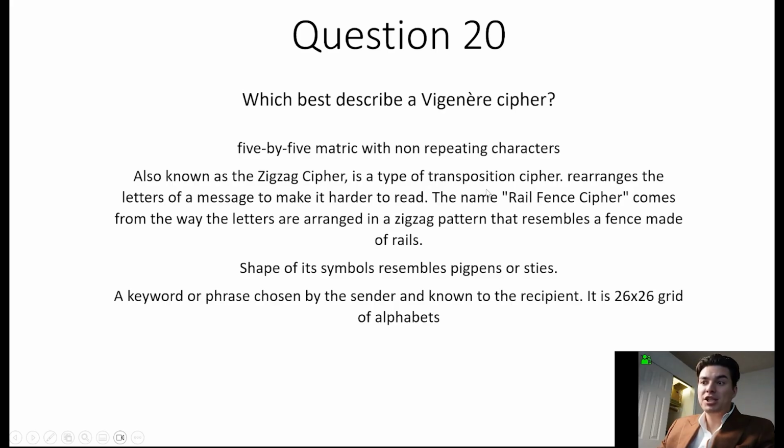It is a type of transposition cipher that rearranges the letters of a message to make it harder to read. The name rail fence cipher comes from the way the letters are arranged in a zigzag pattern that resembles a fence made of rails. And then the last option, the shape of its symbols resembles pigpens or sties, kind of gives you the answer within that definition of the pigpen cipher.